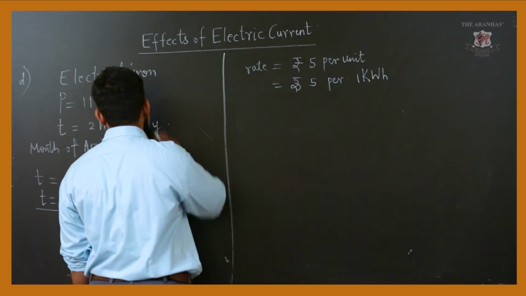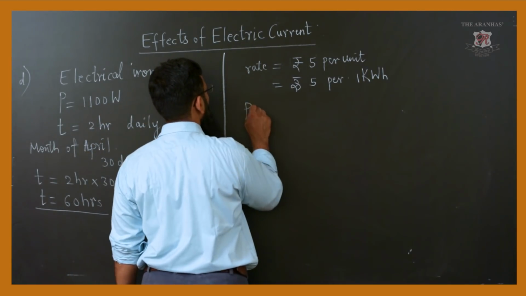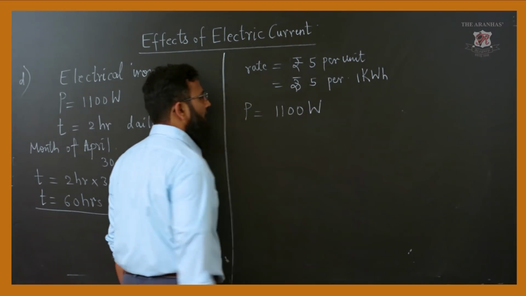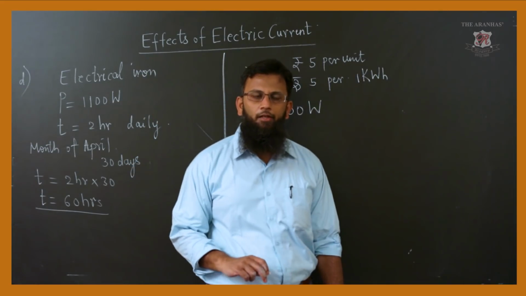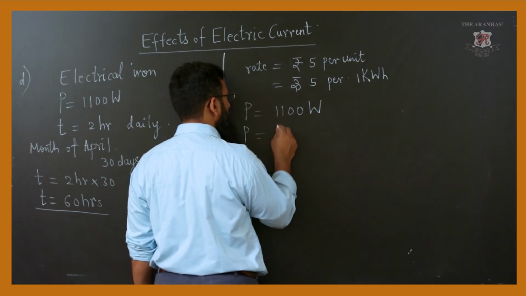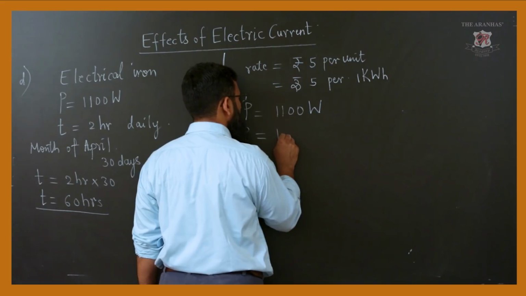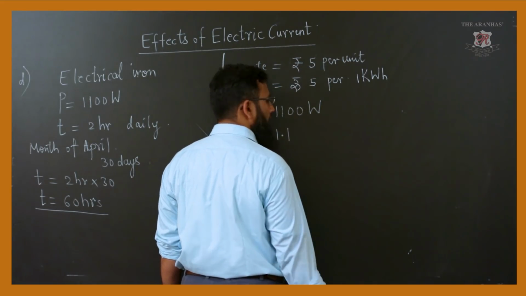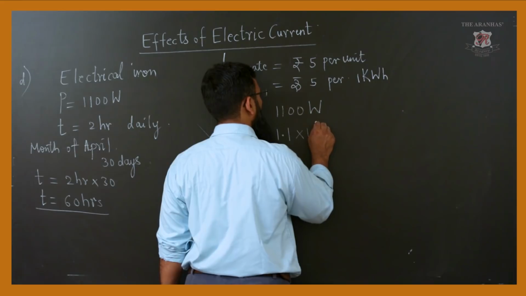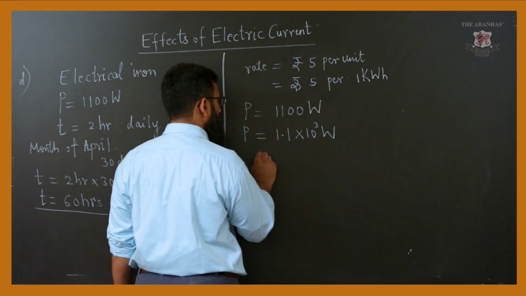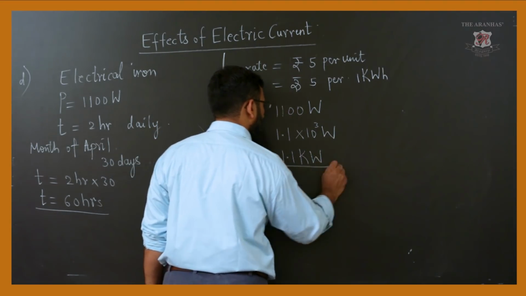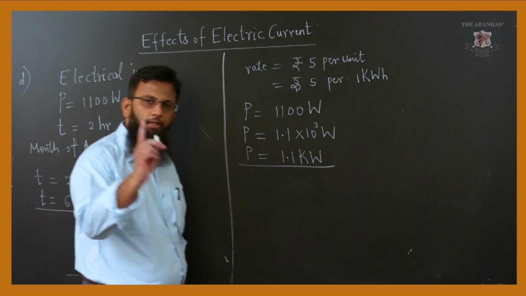Let us see the calculation, but before that we need to convert the power into kilowatt. We know that the power rating for that electric iron is 1100 watt. If you want to convert this in kilowatt, we shift the decimal point to the left side and we can write it as 1.1 into 10 raised to 3 watt, which is 1.1 kilowatt.